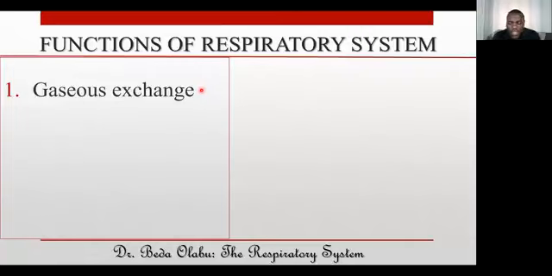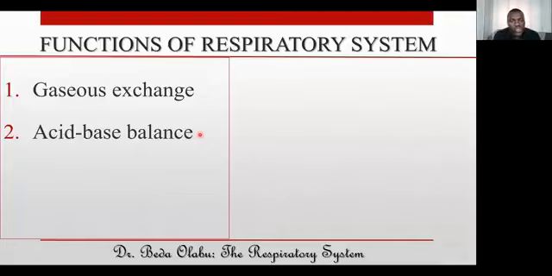Apart from gas exchange, there are other functions of the respiratory system, namely acid-base balance. The respiratory system is important in ensuring that the blood has the correct potential hydrogen, the correct pH. Well, there are three systems that help to regulate the body pH: the respiratory system, the renal system, as well as the blood itself.